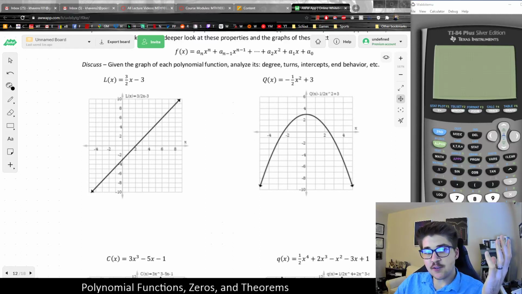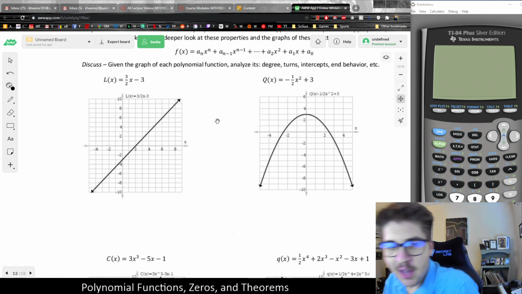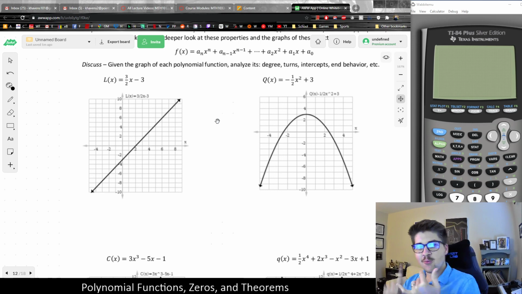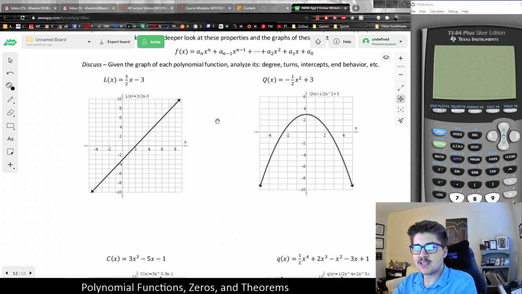Let's start off with a linear function, and we'll do all those things I was mentioning in the last video. Try to find what's the degree, how many turns does it have, how many intercepts does it have, what is its end behavior, how do we write it, and all of that stuff. And again, the goal of the first part of the lecture is just to really try to understand how polynomials behave and how the degree affects that as we get more complex.